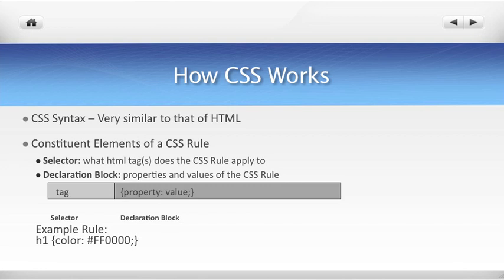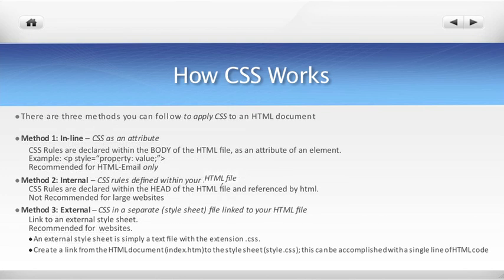After the colon, we place a space, and then the value we wish to assign to the property. In this case, I put the hexadecimal value of red, which is defined by a pound or hash symbol, FF0000, and I terminate my value with a semicolon. My declaration block itself is contained within curly brackets, and my selector is separated from my declaration block by a single space. There are three methods you can follow to apply style sheets to an HTML document.